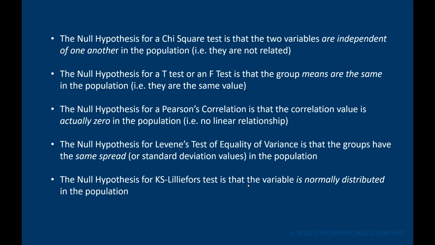But it's incorrect, because we have to understand what the null hypothesis is for each test. And the null hypothesis for a normality test, such as Kolmogorov-Smirnov with Lilliefors, is that data is normally distributed. That is what we are accepting or rejecting. Sorry, that is what we are potentially rejecting. We never accept it.